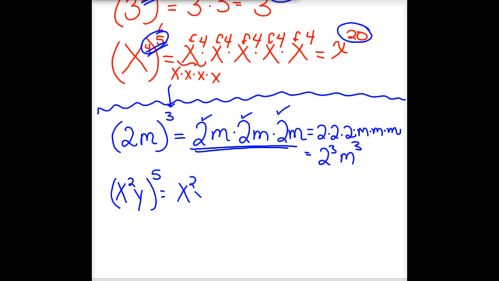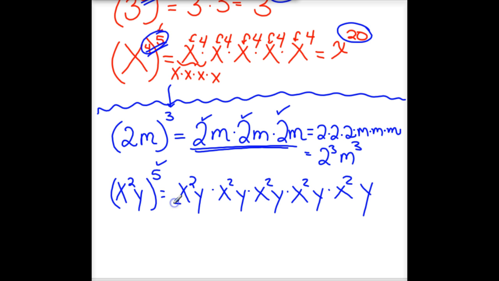I've got x squared y once. I've got x squared y twice, and I'm going to do this 5 times. It makes me a little grouchy, but I'm going to do it. I'm going to take all my like variables and lump them together. I have x squared written. Oh man, this is a pain. Yep, that's why we're going to write down the shorter version in just a minute.